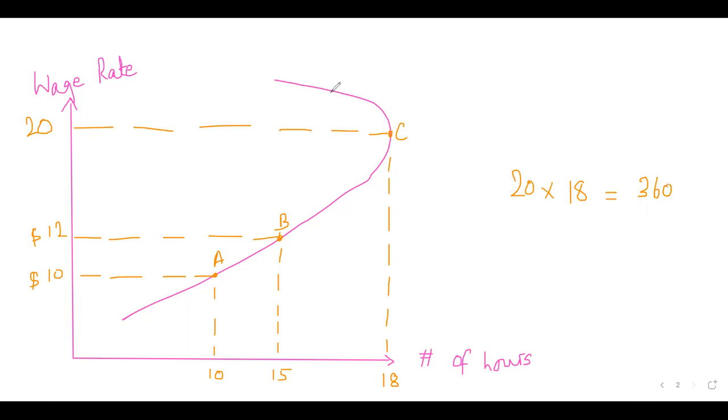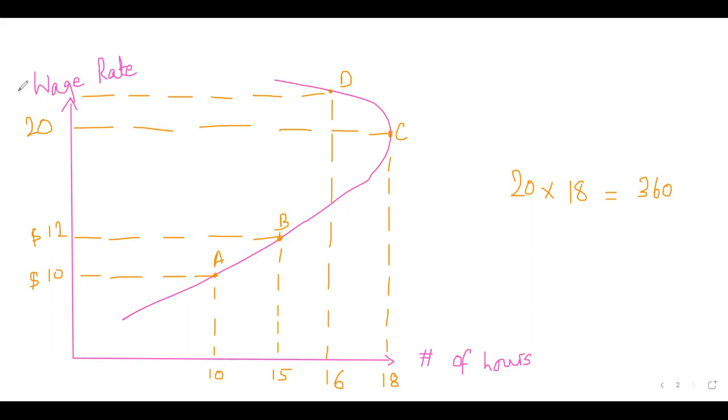Now, if I choose another point, which is on the backward bending part of the curve, here you can see for yourself that your wage rate would be higher, but you are willing to work for a lesser number of hours. So let's say at $22 per hour, this person is only willing to work for 16 hours per day. Now, think about this.